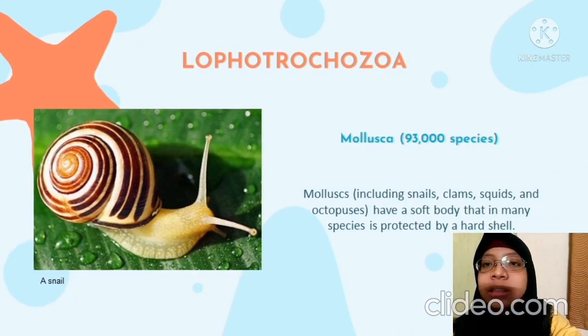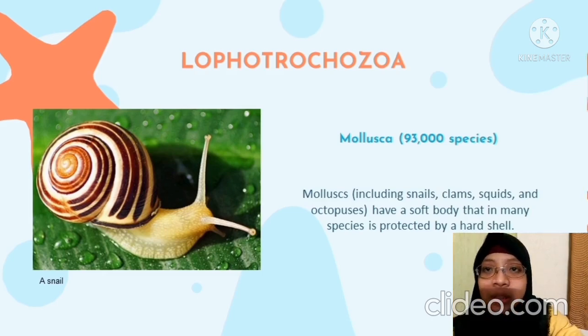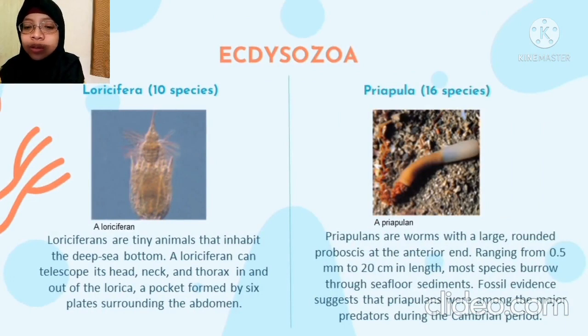Mollusca have 19,000 species. Mollusca, including snails, clams, squids, and octopus, have a body that in many species is protected by shells. But mollusca do not only use their shells to protect themselves; there are also mollusca that use camouflage to blend into their environment, like octopus. Octopus and squids also use their ink to protect themselves.